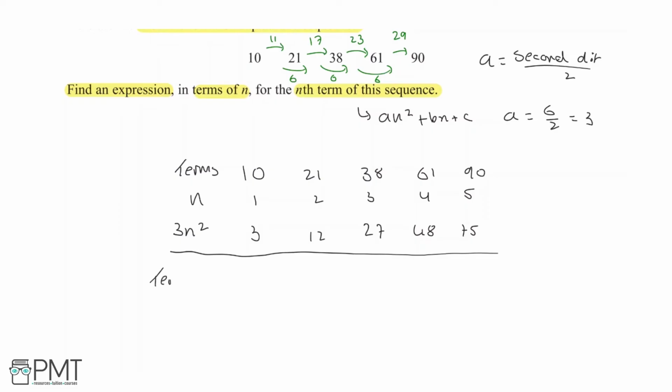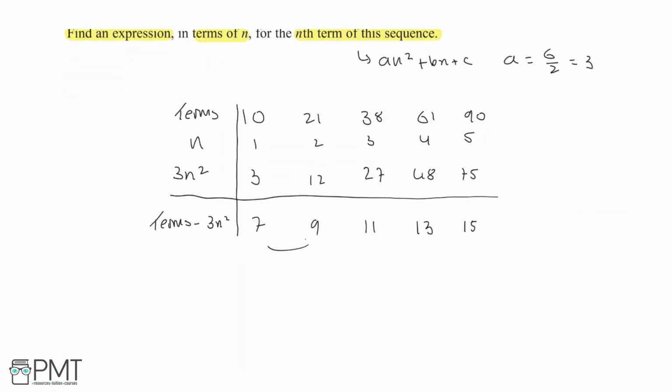We're going to do our terms minus 3n squared. So it's 10 minus 3, which is 7. 21 minus 12 is 9. 38 minus 27 is 11. 61 minus 48 is 13, and 90 minus 75 is 15. The term-to-term rule for each of these is you add 2, so plus 2, plus 2, plus 2, and plus 2. So that means that B equals 2.